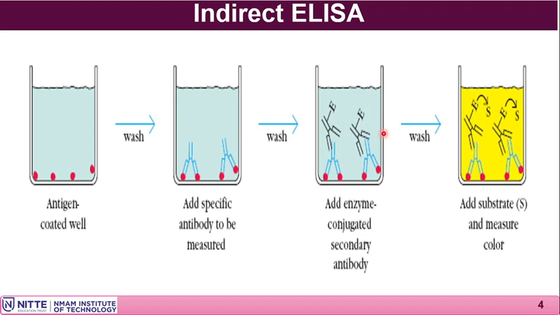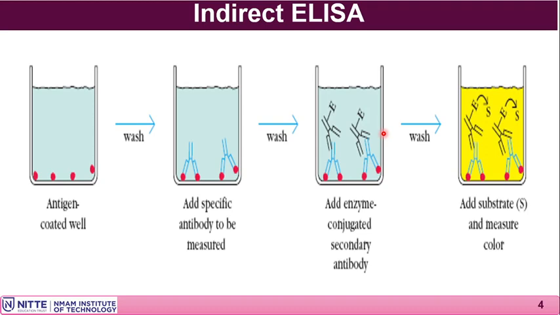After incubation, sufficient wash is given. If the antibody is present in the patient's serum corresponding to that antigen, it will form the complex with the antigen, which is immobilized. The Fab site of the antibodies will bind to the antigen and will remain as a stable complex. Once again, give a wash and remove the excess of serum, and if there are excess antibodies, they are also washed off.